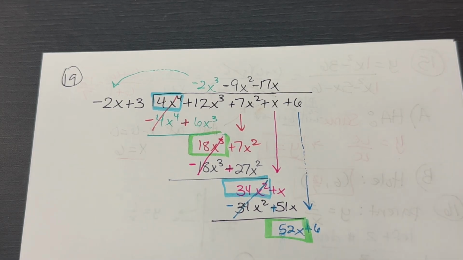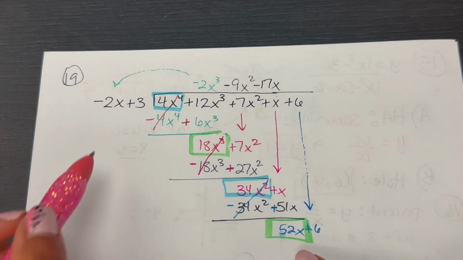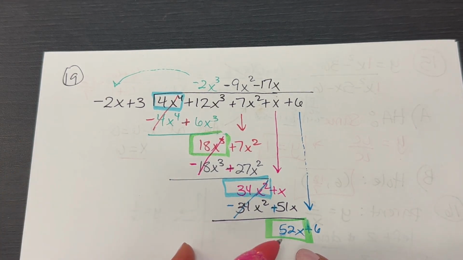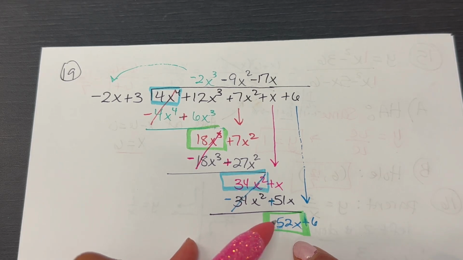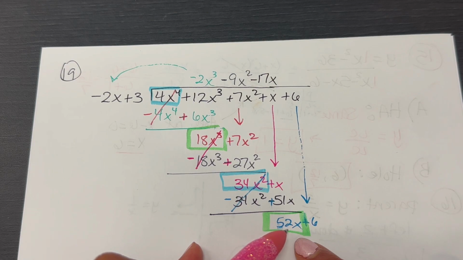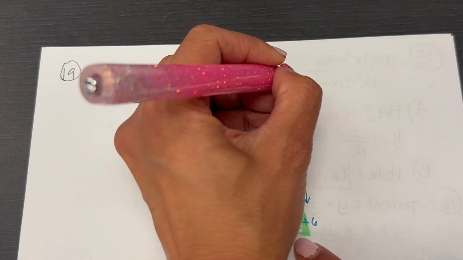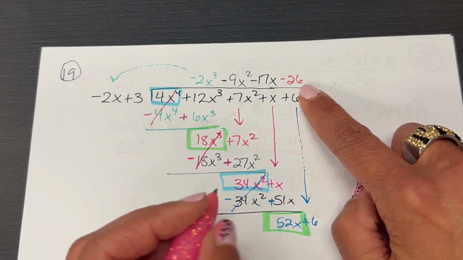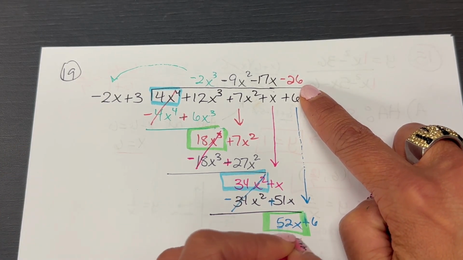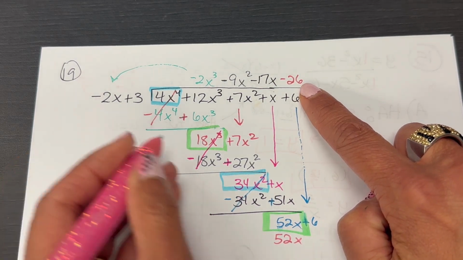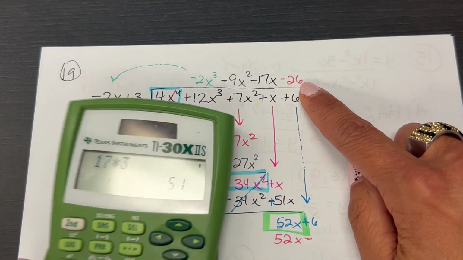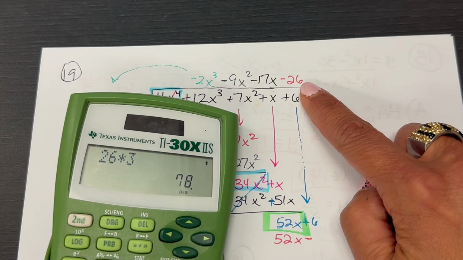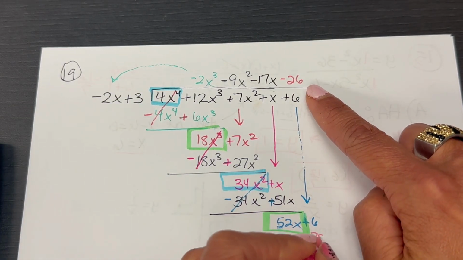Our new goal is a 52x, so we need to ask ourselves, what do we multiply by negative 2x to get 52x? Well, half of 52, half of 50 is 25, half of 2 is 1, so 26. So I need to multiply by a negative 26. Negative 26 times negative 2x is a positive 52x. Negative 26 times 3 is negative, 26 times 3 is 78.